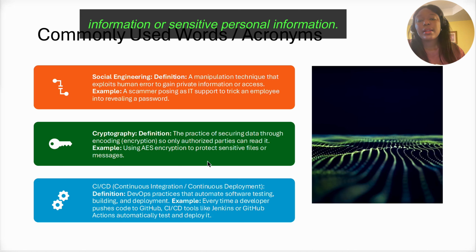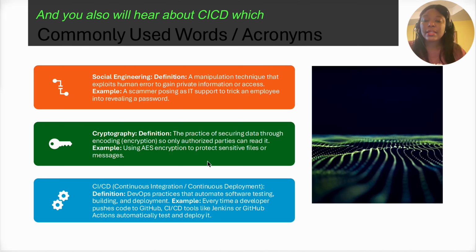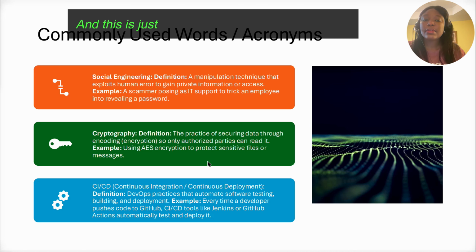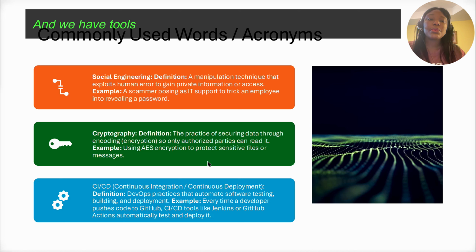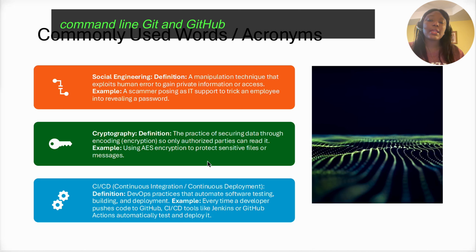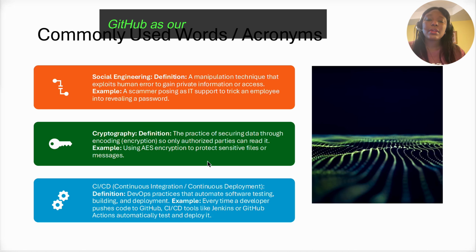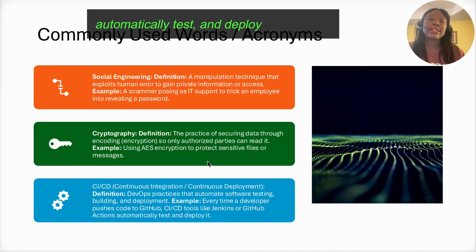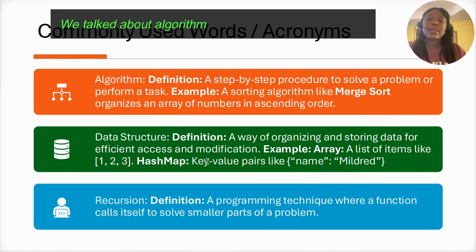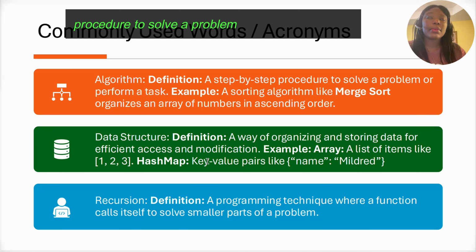All right. And you also will hear about CI/CD, which stands for continuous integration and continuous deployment. And this is just a development and operation practice, where we automate all of the software testing and building and deployment. And we have tools like GitHub. And if you take that free course for command line Git and GitHub, you will see how we use GitHub as our source code repository, and we have GitHub Actions that we can use as a CI/CD tool to automatically test and deploy applications.